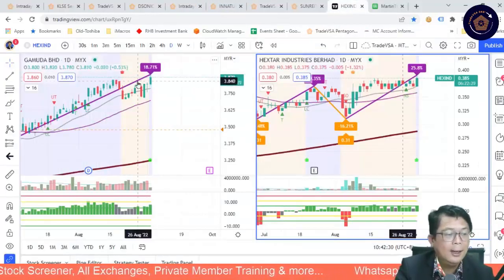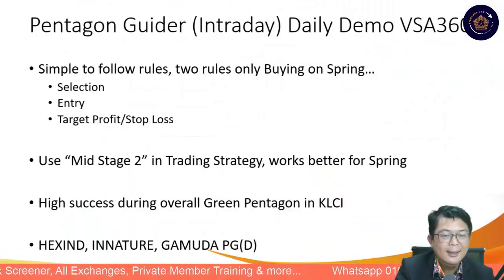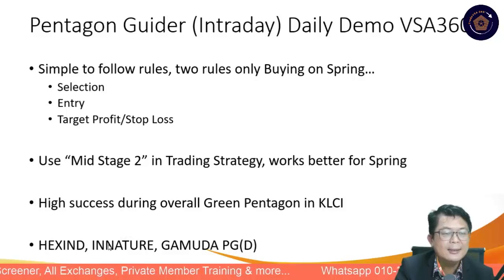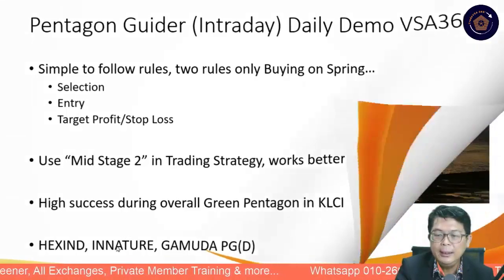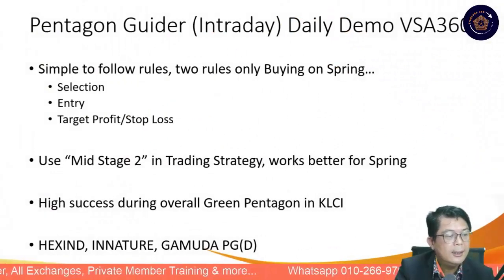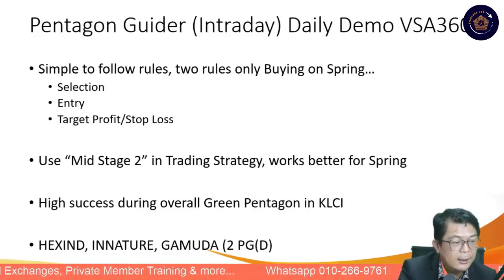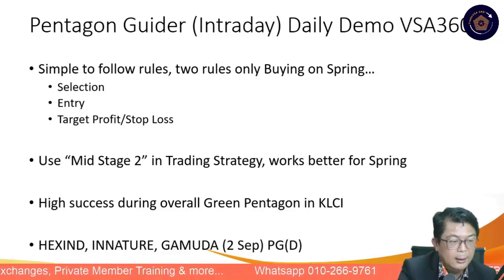All right, so we found three. What are those? Remember them? Okay, they are Hex Industry, In Nature, and Gamuda. Let me just put the date, then we'll know here. So next week we can come back and take a look at it, 2nd of September.